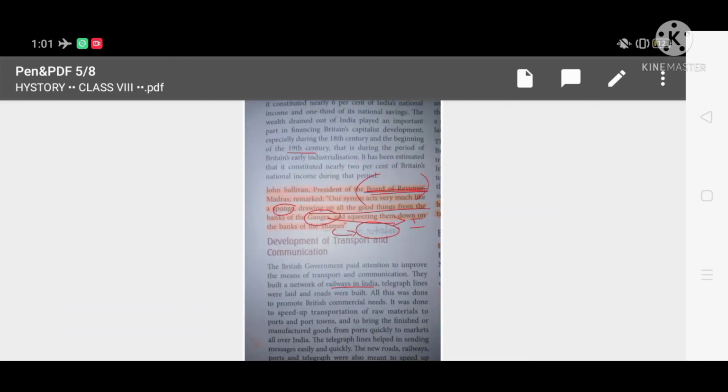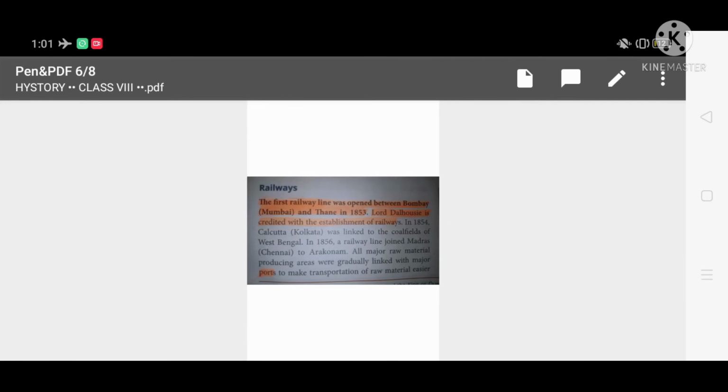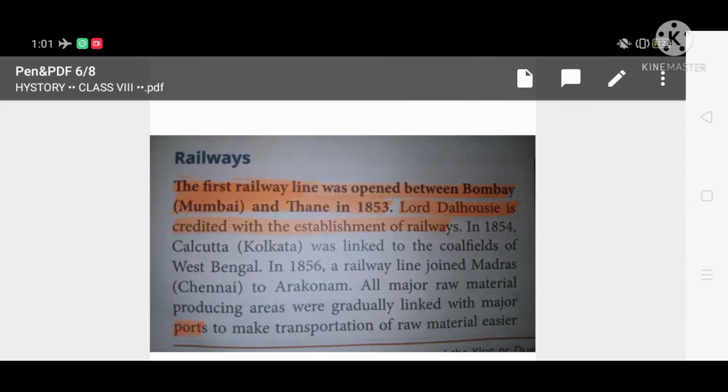So now, a detailed look at railways. The first railway was opened between Bombay and Thane in 1853. Lord Dalhousie is credited with the establishment of railways. Who is credited? Lord Dalhousie. We know which policy he introduced. Yes, very good. He introduced the doctrine of lapse.